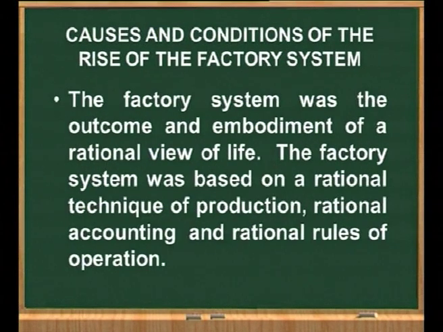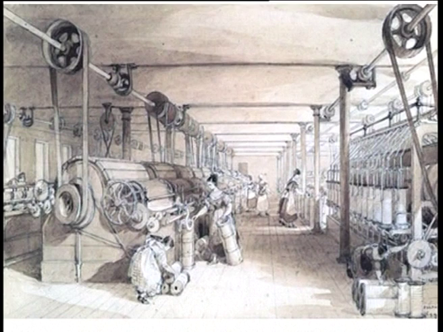The factory system was the outcome and embodiment of a rational view of life. The factory system was based on a rational technique of production, rational accounting and rational rules of operation. All these causes and conditions, and undoubtedly many more besides, operated jointly to favor the rise of the factory system.